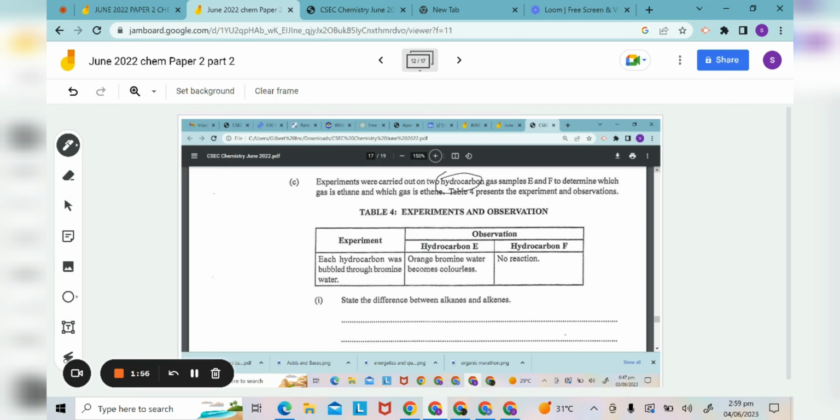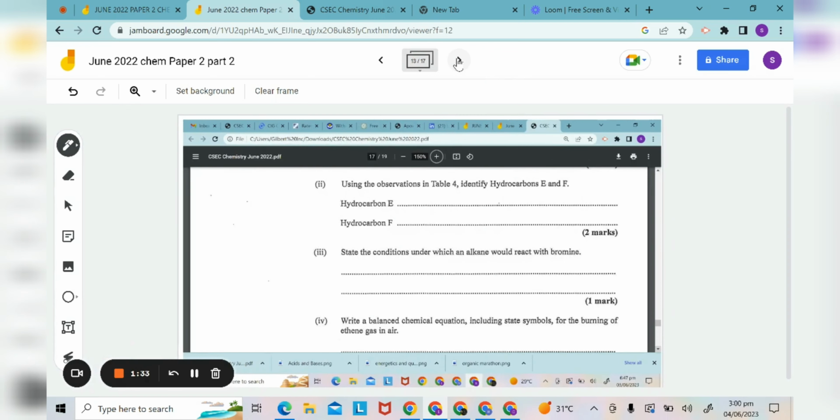State the difference between alkanes and alkenes. Well, one, alkenes are more reactive. They undergo addition reactions. And alkanes are less reactive and they undergo substitution reactions. Okay, so that's one difference there, depending on the number of marks.